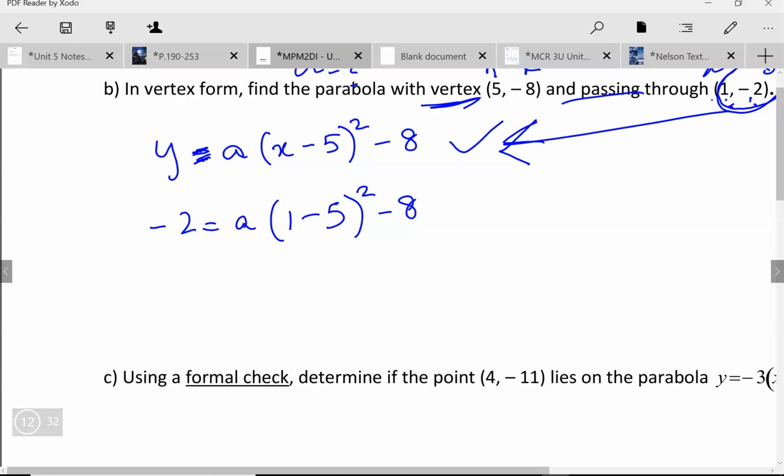So now I'm just going to solve this for a. And this is basically why I said most of the time you will be solving for a. I'm going to simplify the bracket first. This is 4 squared.